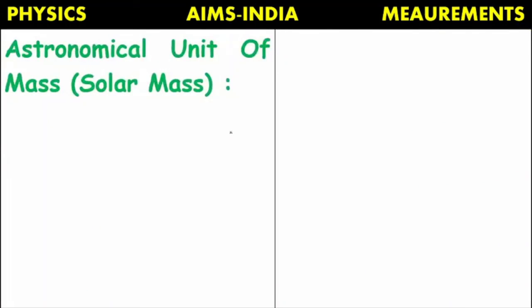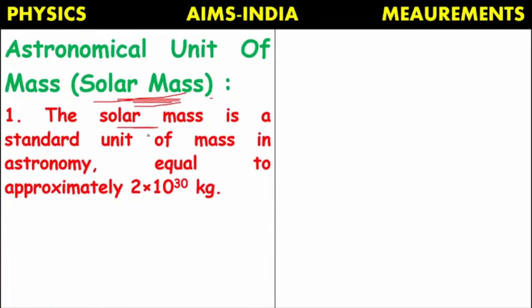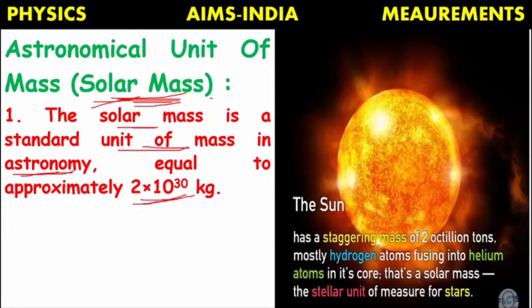So astronomical unit of mass, or we call it solar mass. The solar mass is the standard unit of mass in astronomy. Means to find out the mass of stars and other planets or galaxies, we will make use of this unit called solar mass, whose value is equal to 2 into 10 power 30 kilogram. Means the mass of the sun.